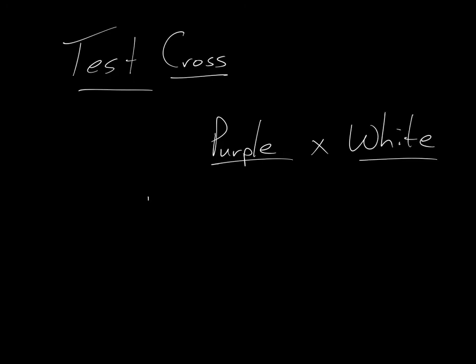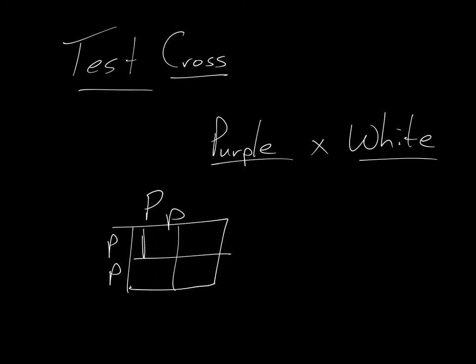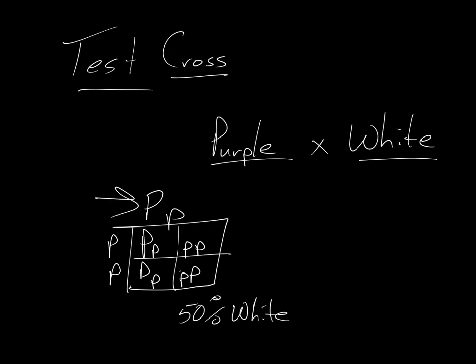And so what that means, if you have two possibilities, you're going to have big P, little P, and little P, little P, right? So you can have a cross where you get big P, little P, little P, little P, big P, little P, and little P, little P. So you're going to have 50% white. That's only going to happen if you have a heterozygote. This is called the test cross. You're trying to see if these purple are heterozygote.